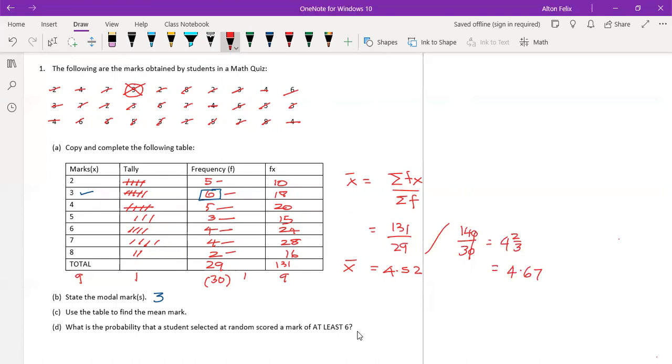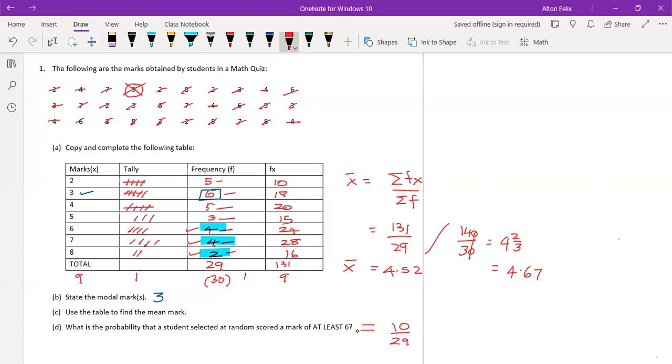So if a student scores at least 6, let's see what part of the table we'll be focusing on. We'll be looking at the frequency corresponding to those figures. So again, if we use the first set of data, ignoring the 9, we have the probability of a student scoring at least 6. We'll add up these figures here. So it'll be 4 plus 4, 8 plus 2, 10. So the probability of a student scoring at least 6 would be 10 out of 29. That's if we're looking at our first set of data, ignoring the 9.